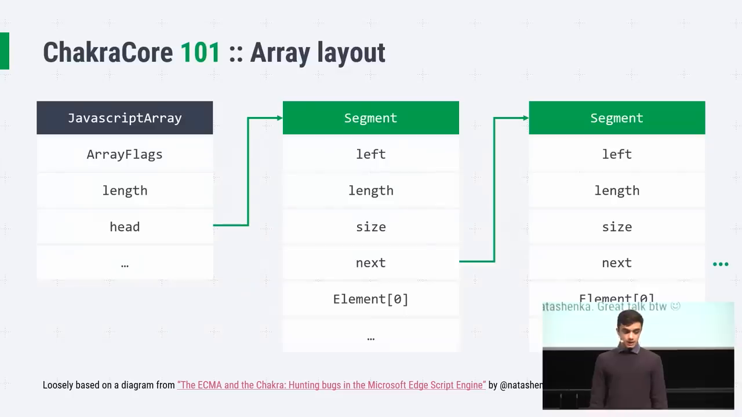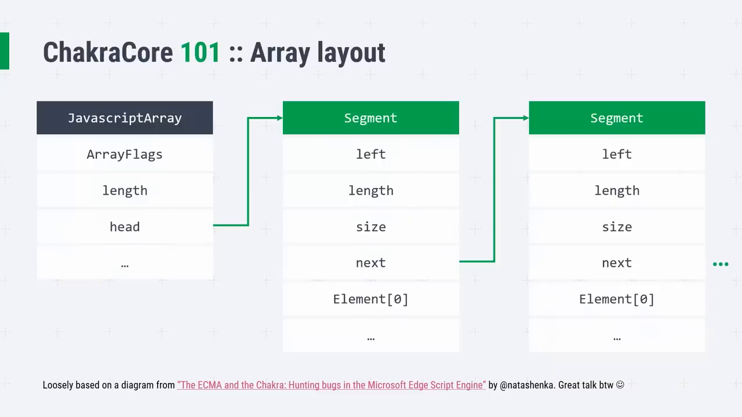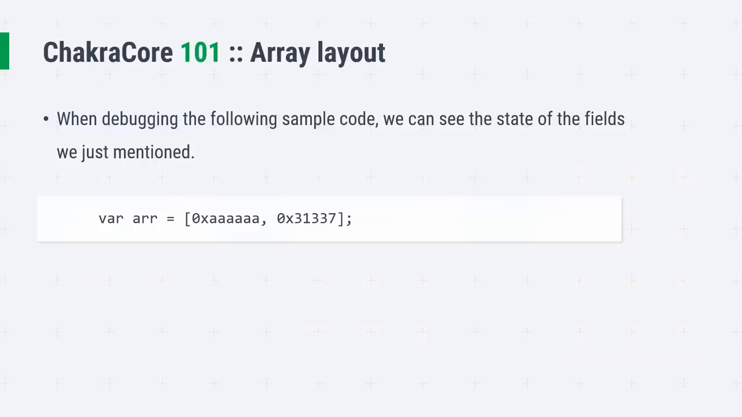So let's see how an array layout actually looks in memory. When we have an array, for example, in this case, a JavaScript array, it has some flags which indicate some things about the array, called array flags. We have the length of the array, and we have the head. Now, a head is a pointer, essentially, to a segment, and a segment is a contiguous memory region which has some of the elements in the array, and it stores another pointer to the next segment. So what comes out is essentially a linked list of segments that start off with the head pointer in the JavaScript array. So let's see how that actually looks in memory.